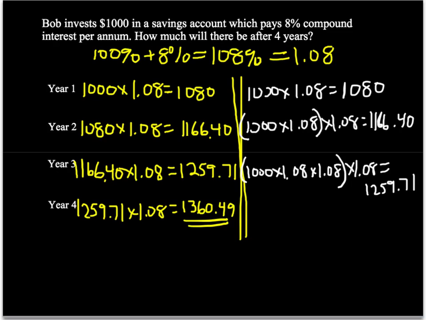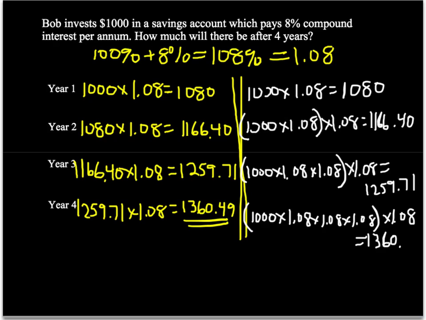instead of writing $1,259.71, we're going to write out our previous calculation. He started with 1,000. He earned 8% the first year. He earned 8% the second year. And he earned 8% the third year. And now this year, he's going to get 8% again. And you calculated that all out. He's going to end up with the same amount, $1,360.49.